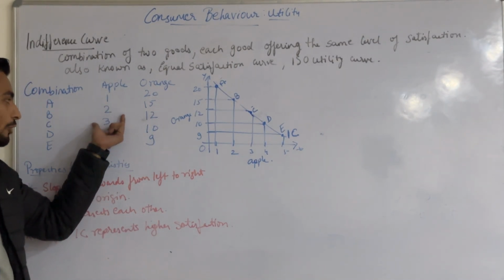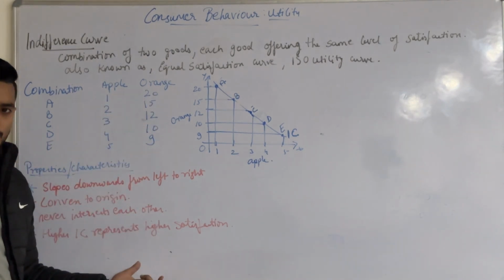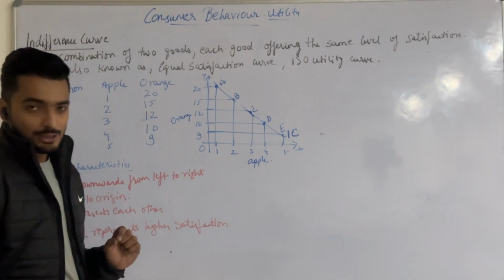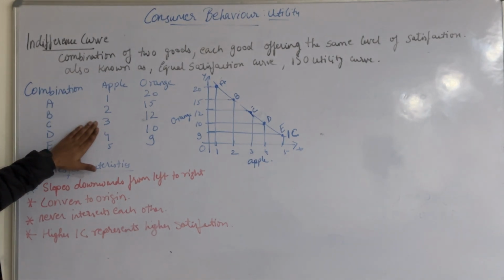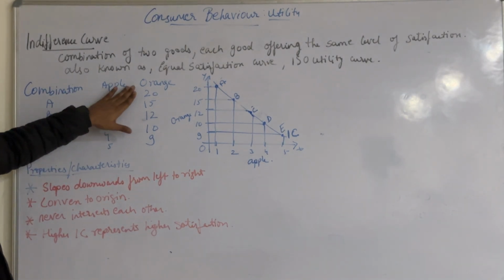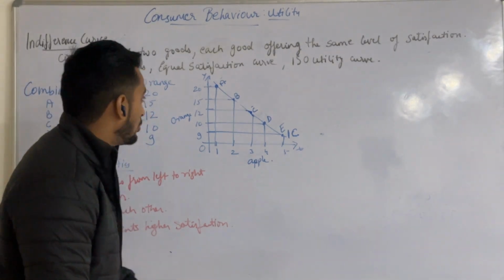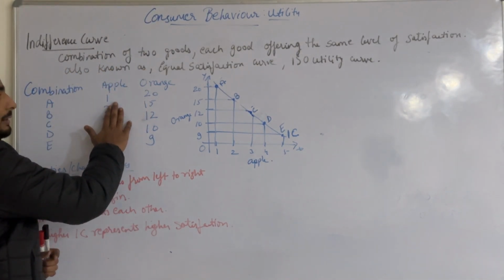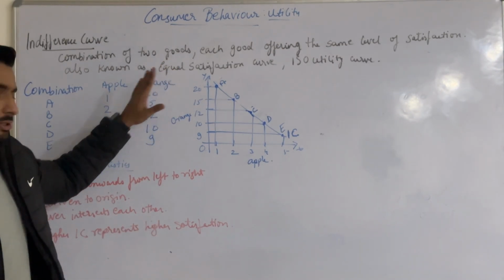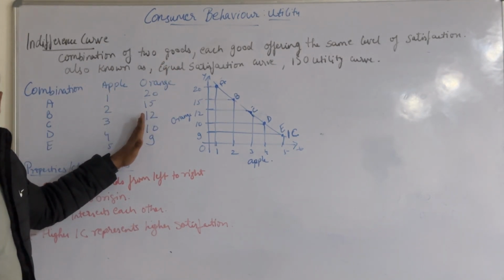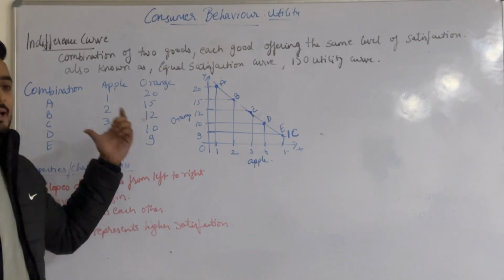If you are consuming more of apple, you have to sacrifice oranges. If you are consuming more of oranges, you have to sacrifice apple. So what is happening here? 1, 2, 3, 4, 5 means consumption of apple is increasing, and 20, 15, 12, 10, 9 means oranges are decreasing. So if you are consuming more of apple, then less of oranges. This is the case of indifference curve. There is an inverse relationship between these two commodities.